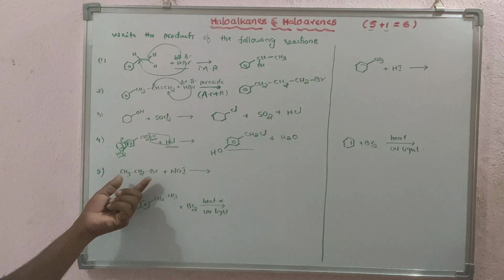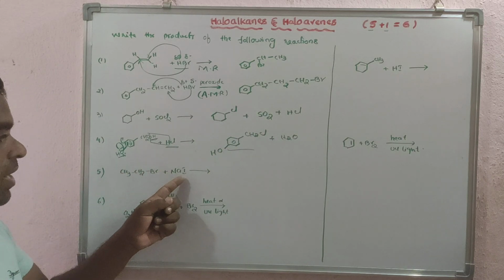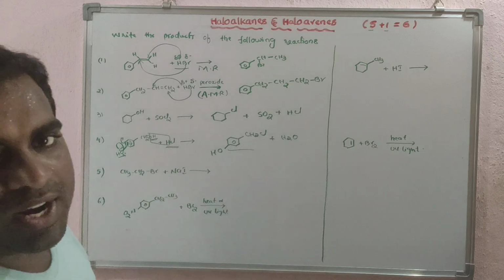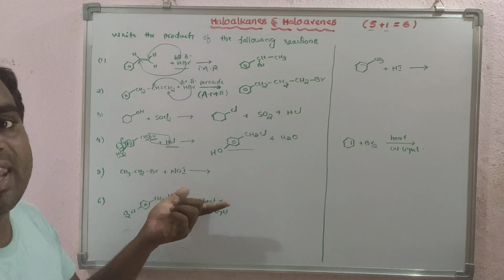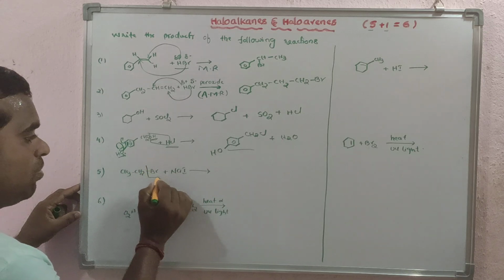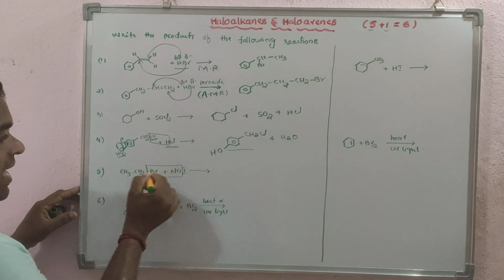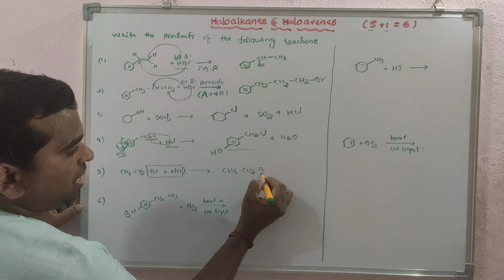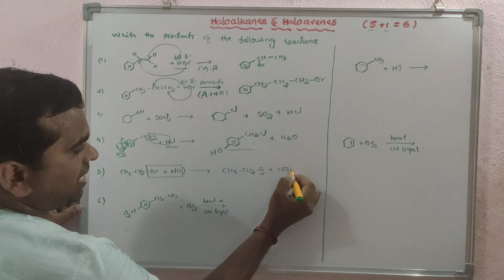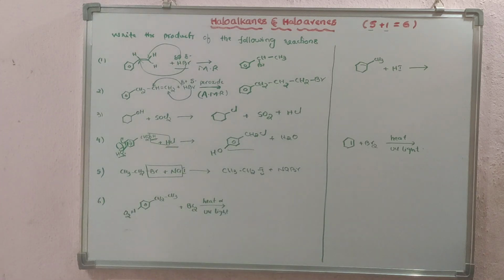Next one, CH3CH2Br, ethyl bromide, plus sodium iodide. You already know this reaction, the Finkelstein reaction, preparation of alkyl iodides. Simple: remove sodium bromide and add iodide here. CH3CH2I plus NaBr. This is the reaction.